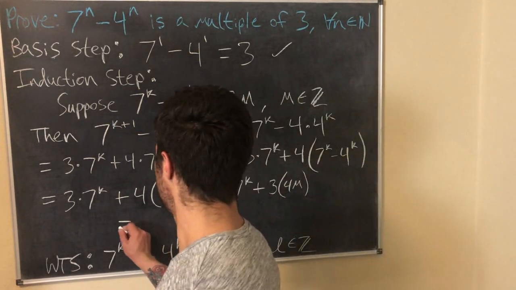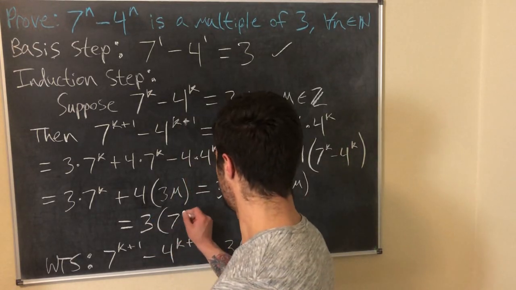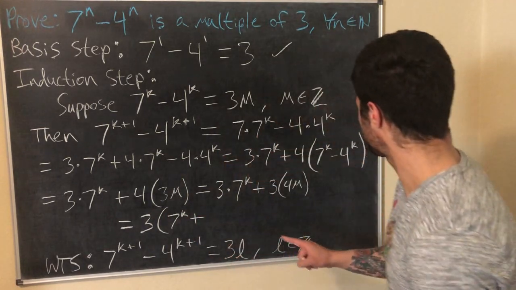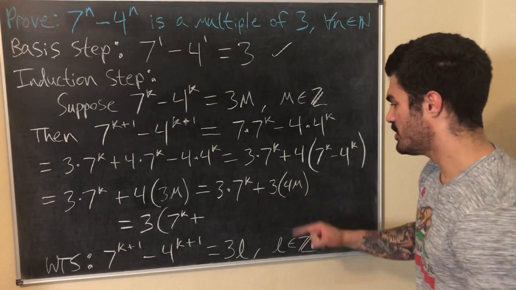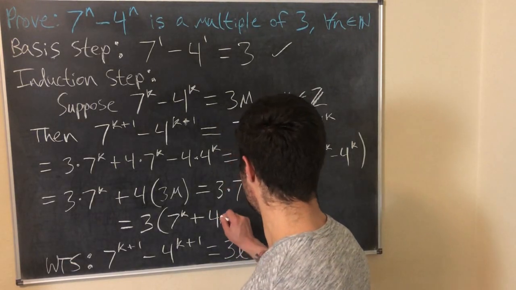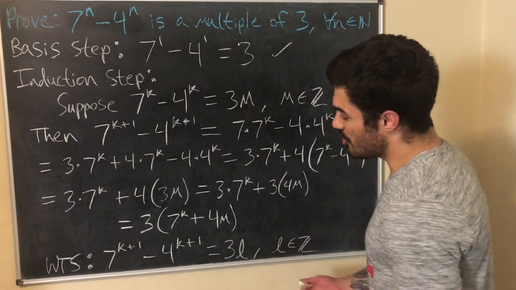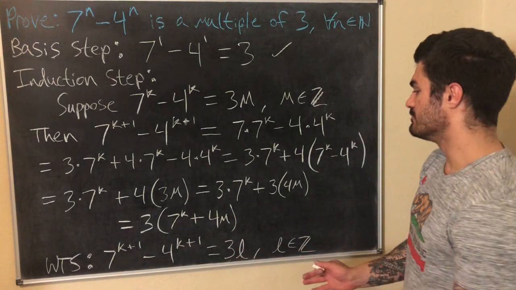Now what I can do is write this equals 3 times 7 to the k plus 4m. Sorry, I got lost on where I was. So now all we need to show is that 7 to the k plus 4m is an integer. If we can show that, we're done, okay?